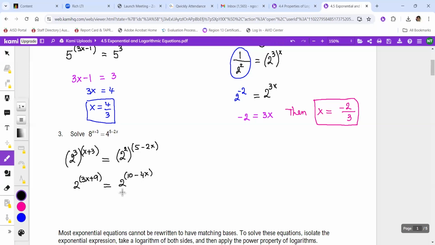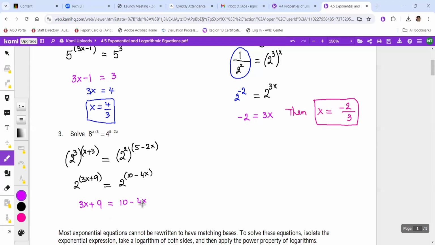Okay, now both sides have the same base. So therefore they will have the same exponent. So 3x plus 9 equals 10 minus 4x. So now I'm going to go ahead and solve this very simple linear equation.